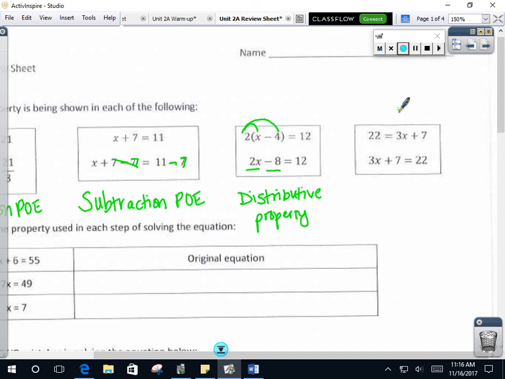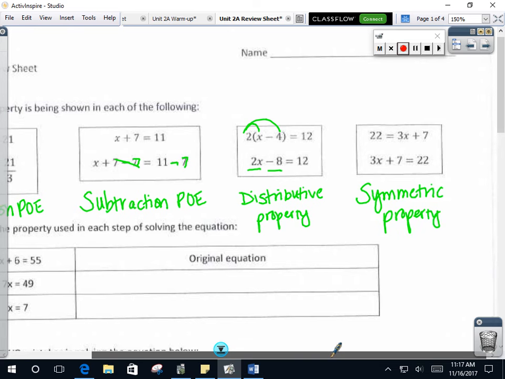All right, and then the last one. Don't tell me the property. Tell me what happened. Right, they just flip-flopped it. 22 was on the left, now it's on the right. 3x plus 7 was on the right, now it's on the left. What property says that you can do that? Symmetric property. No. It's going to be multiple choice anyway.